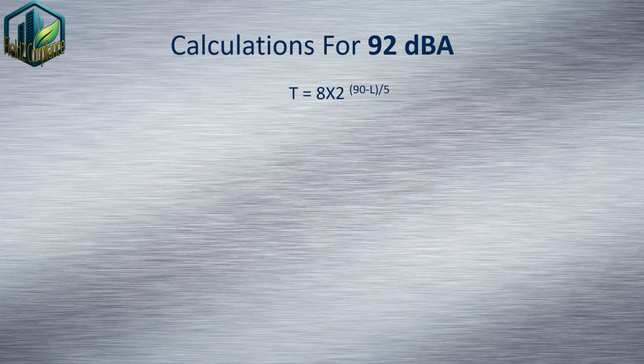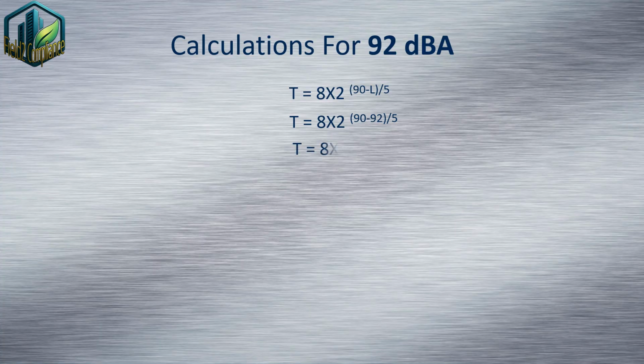Now, let's walk through the math for the first level, 92 decibels. Start with the same formula. T equals 8 times 2 raised to the power of (90 minus L) divided by 5. Plug in 92 for L. That gives us T equals 8 times 2 raised to the negative 2/5 power.